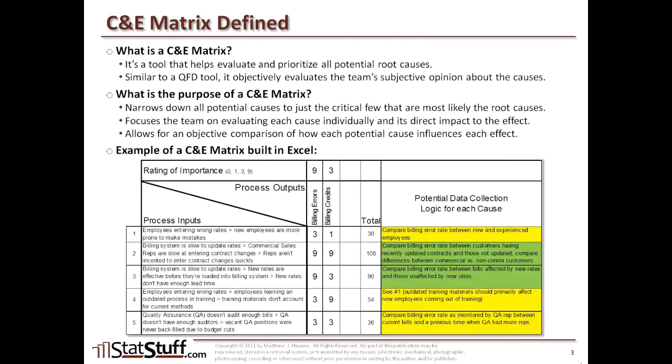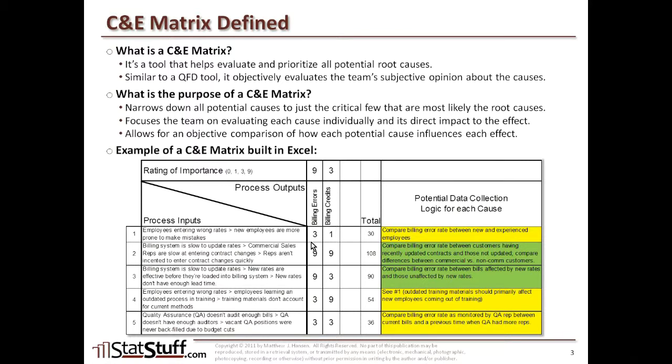As an example of what one might look like, here's what it looks like in Excel, where on the left-hand side are all the different potential inputs that were identified, those potential root causes or factors identified from the C&E diagram and 5 whys tool, listed off here to the side. And then the effects that you might have are listed across the top here, and you can have multiple effects. Sometimes you have the same potential root causes that influence these different potential effects. And the idea is you want to see how they align with each other.